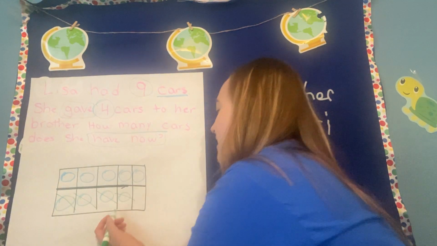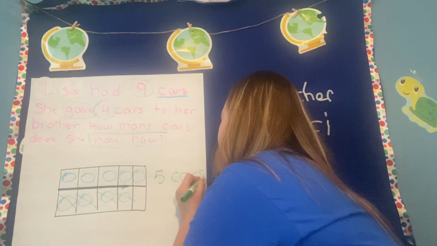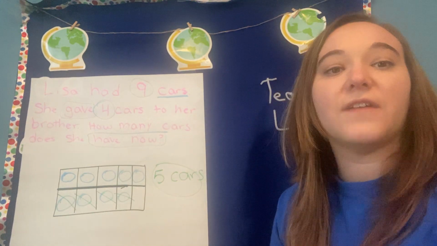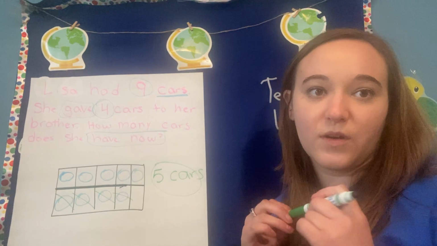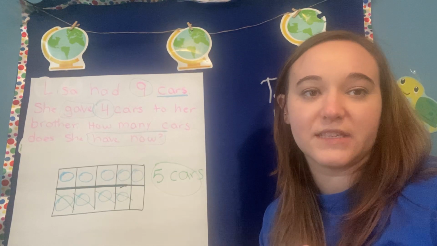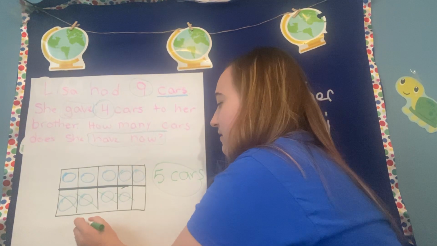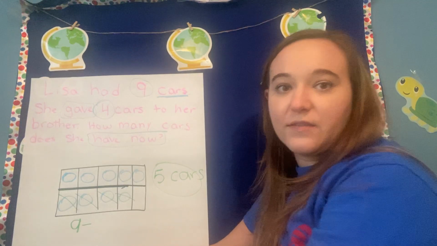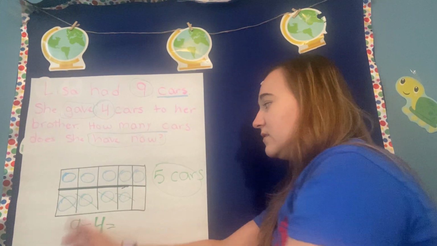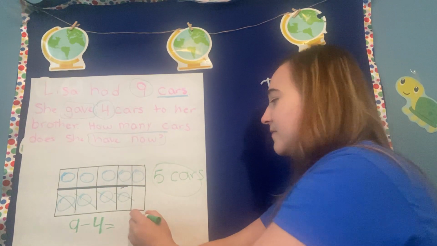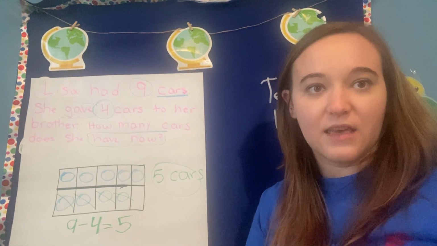So my answer is, how many cars do I have left? 5. Good. So I'm going to write, I don't know if you can see this, 5 cars. And I'm going to circle it. So 5 cars is my answer. I still need to write my number sentence. So tell me my number sentence. What would be my number sentence? Good. So 9 minus, make sure you have the minus sign, 4 equals 5. Good.